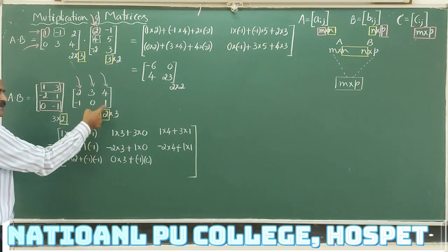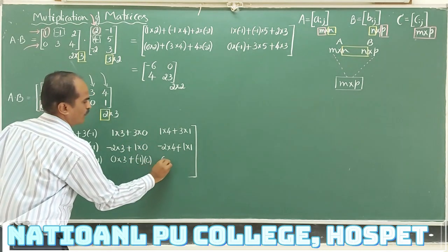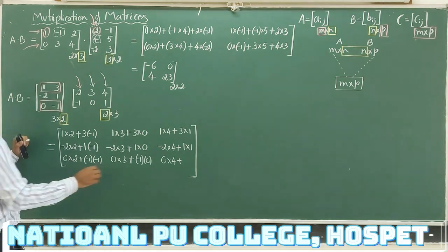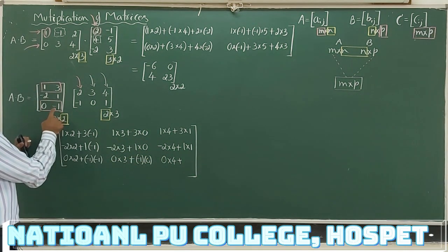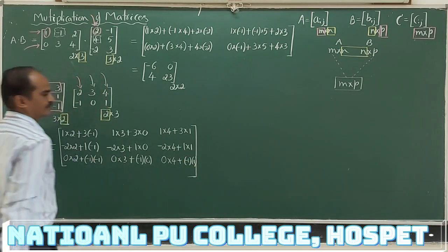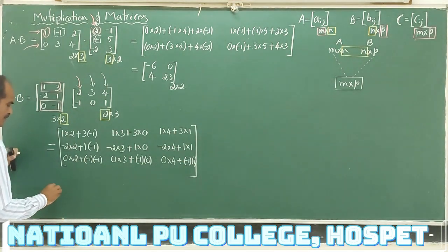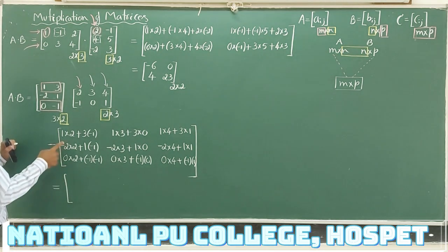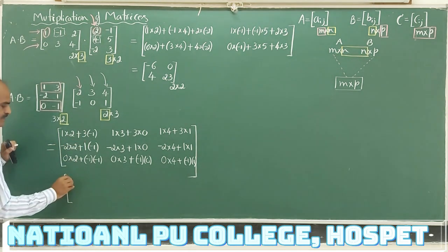Third row, third column: 0 into 4 plus minus 1 into 1. Now write the simplified matrix. It is 2, minus 3, minus 1.